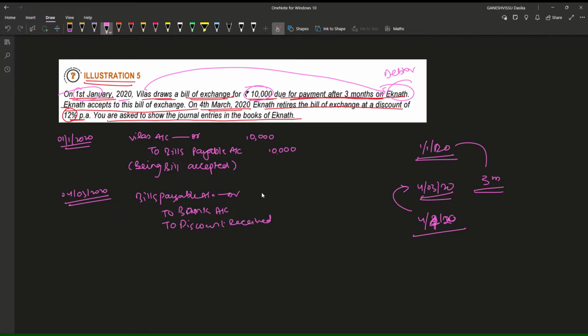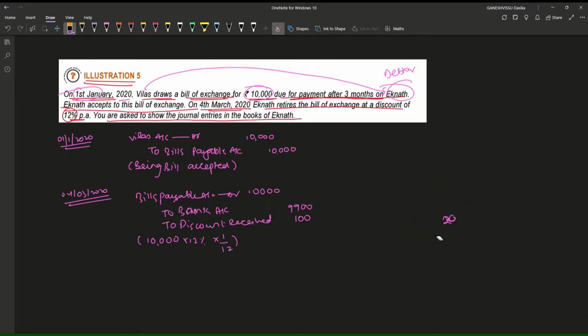So what is the amount? The total bill amount is 10,000 rupees, and the discount is 10,000 into 12% into 1 divided by 12, since he is going to discount that bill one month before. So 100 rupees is the discount amount, and the discount received is 100 rupees. 10,000 minus 100 is 9,900. This is the entry.